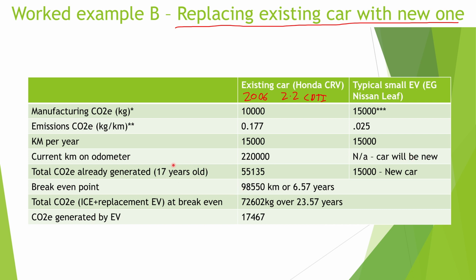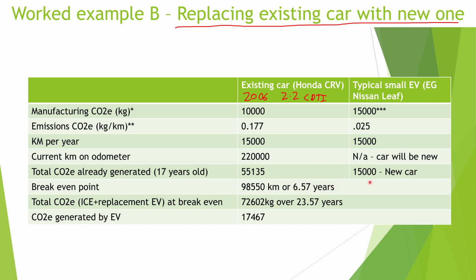The total CO2 created by my current vehicle over its life, so 10 tons from being manufactured and the rest from being used, is about 55 tons. Obviously, the new car will have 15 because it's just been built. Now, if we do the maths, again, I'll show you the graphical in the next slide, we get the break-even point will be 98,550 kilometers or 6.57 years.